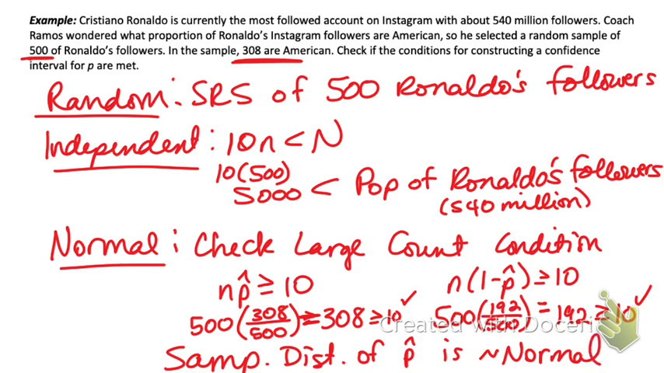So again, random, p hat is an unbiased estimator of p. Independent, we have good variability. And normal, we can use our standard deviation of our sampling distribution, and we can use a z-star critical value whenever we are ready to do the actual formula. Let's do just one more.